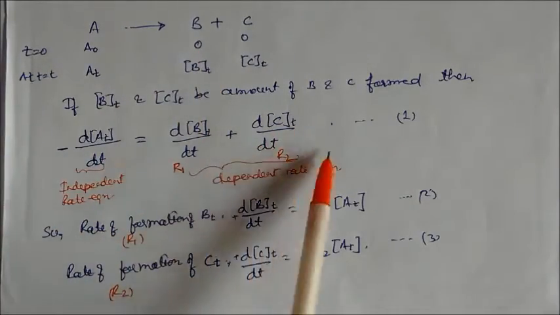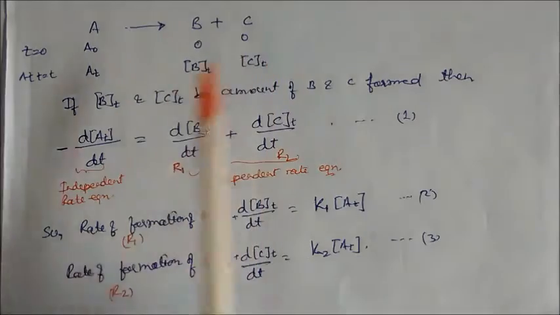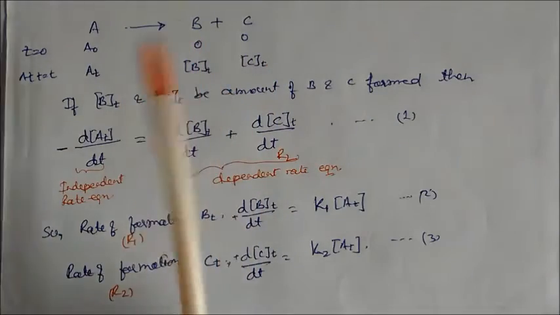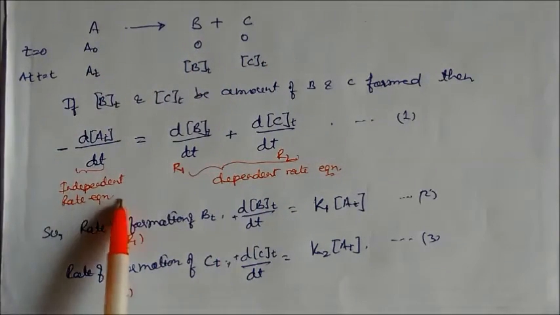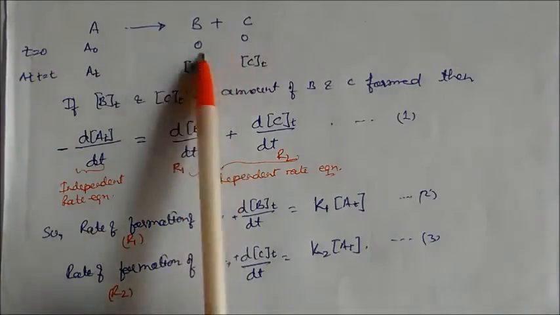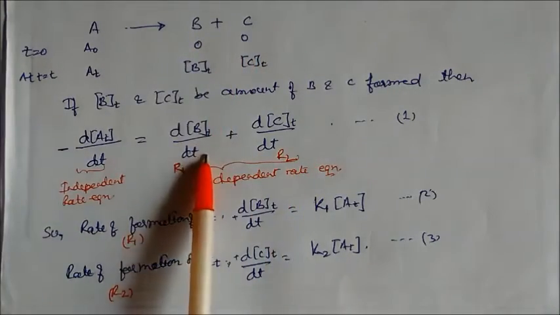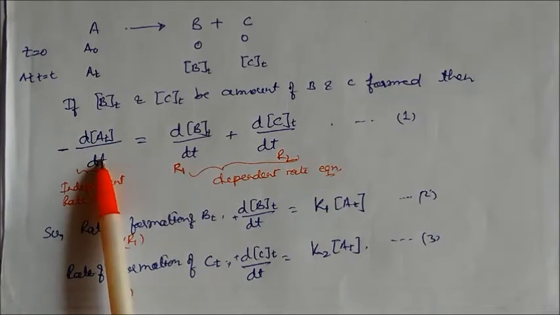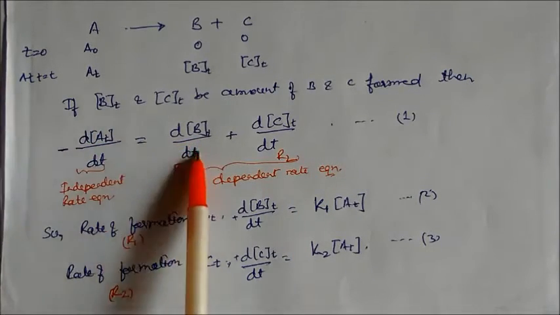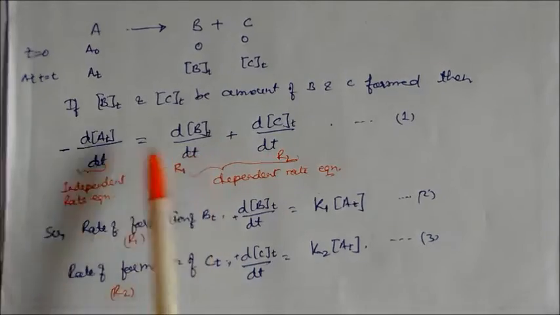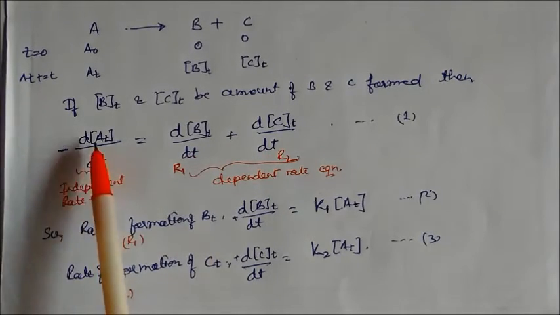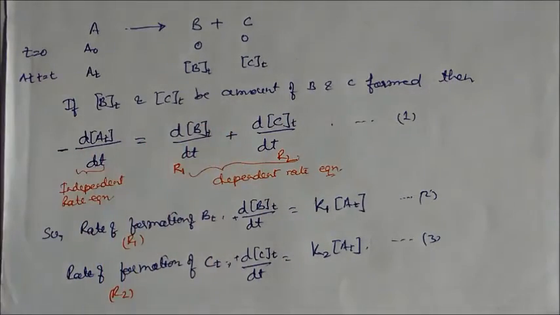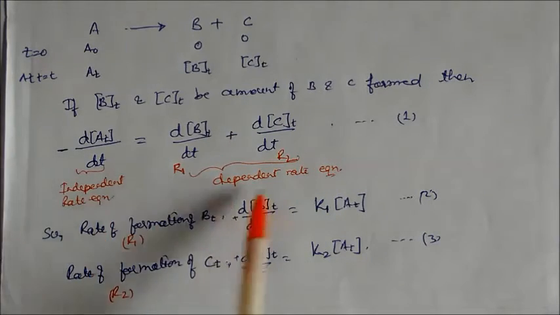This is the differential rate law equation for this reaction. In this, the rate equation of A is the independent rate equation, and these two rates will be dependent rate equations because they depend on this reaction. So there will be a dependent rate, and this is independent. If you want to find the value of this and this, we must know the concentration of this rate, otherwise we cannot find B and C because of this independent and dependent rate.